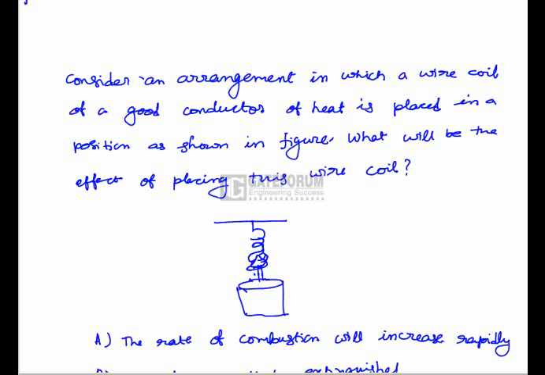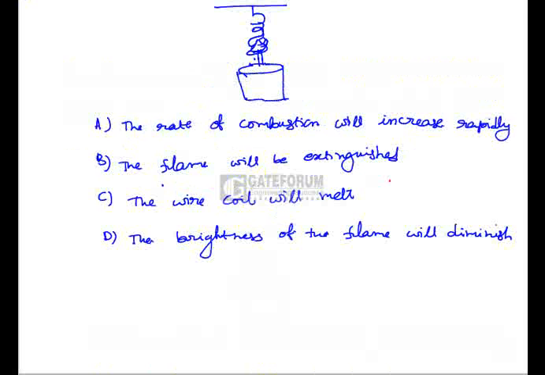Consider an arrangement in which a wire coil of a good conductor of heat is placed in a position as shown in the figure. What will be the effect of placing this wire coil? Here, this is the given diagram. A flame is in between a coil. A flame is surrounded by a coil which is a good conductor for heat. Here the options are: the rate of combustion will increase rapidly, the flame will be extinguished, the wire coil will melt, the brightness of the flame will diminish.